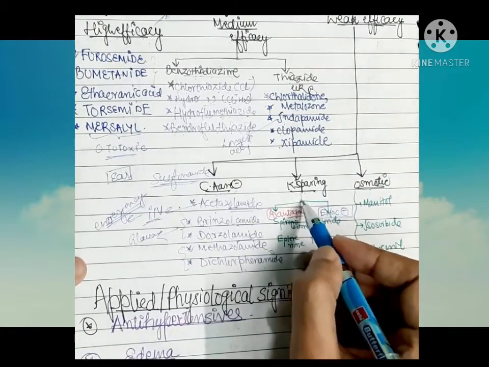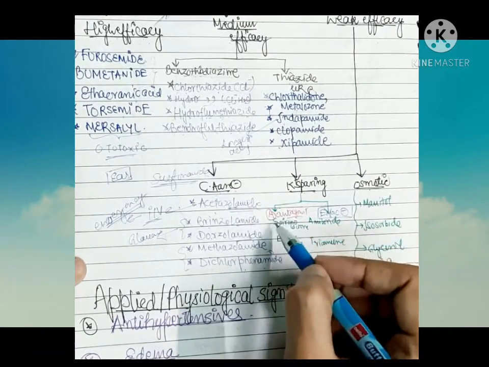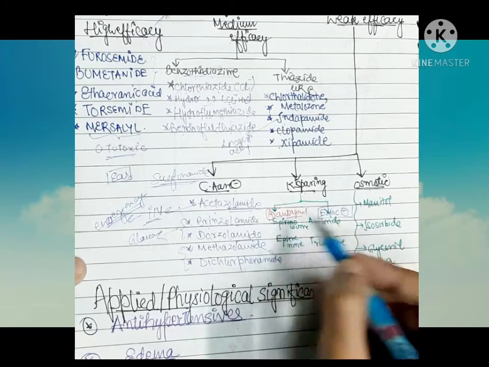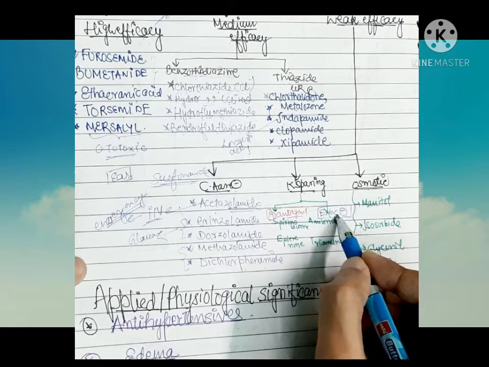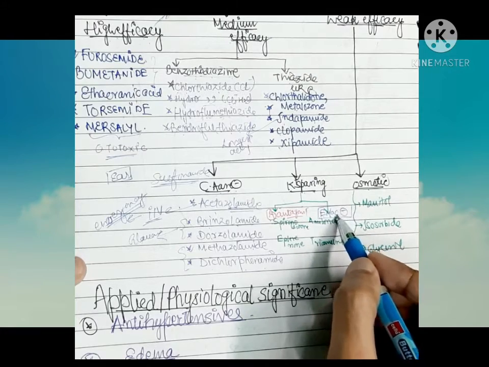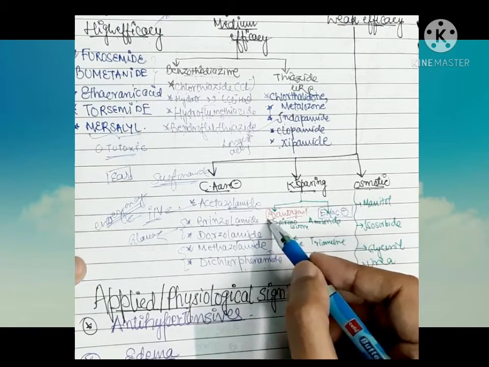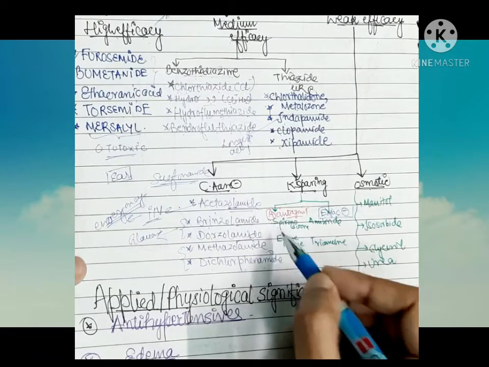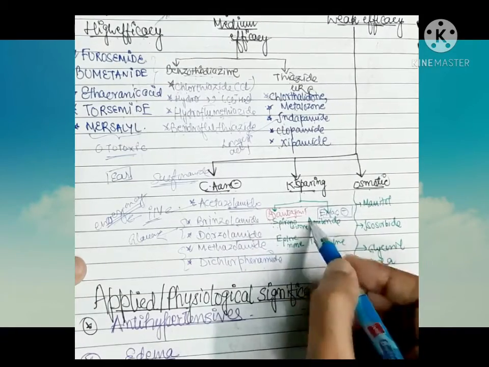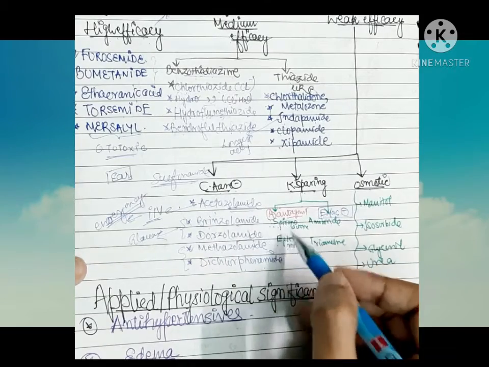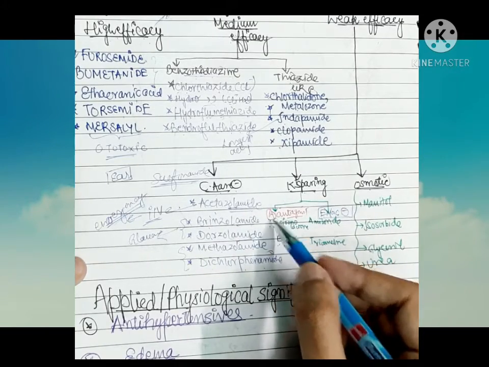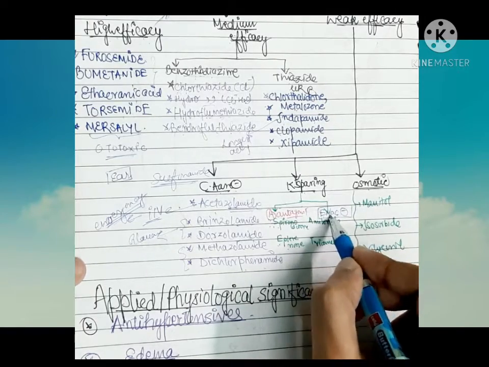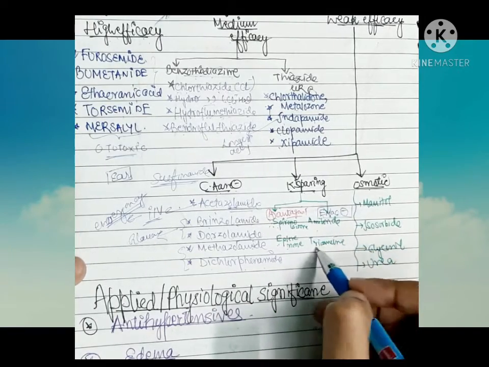Then the potassium sparing diuretics. We have two mechanisms of action for the potassium sparing. The first one is aldosterone antagonist, and another one is ENaC inhibitor, epithelial sodium channel inhibitor. The aldosterone antagonists are spironolactone and eplerenone. The mnemonic is SEAT. Spironolactone and eplerenone are aldosterone antagonists, and the ENaC inhibitors are amiloride and triamterene.